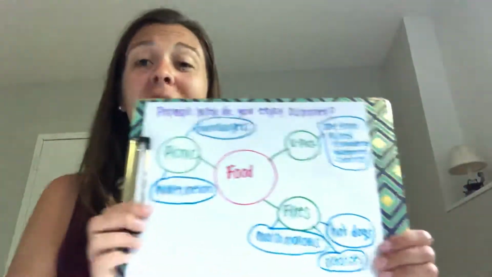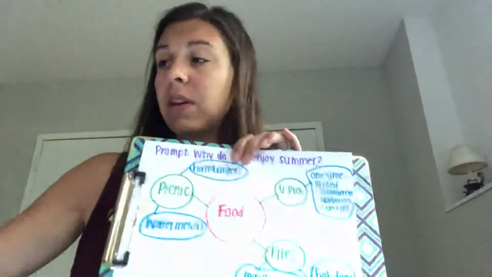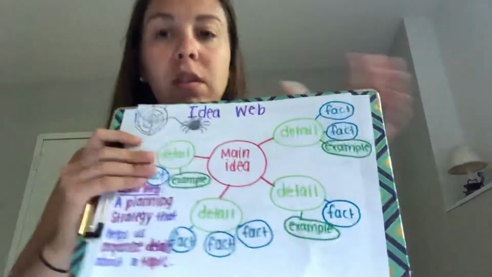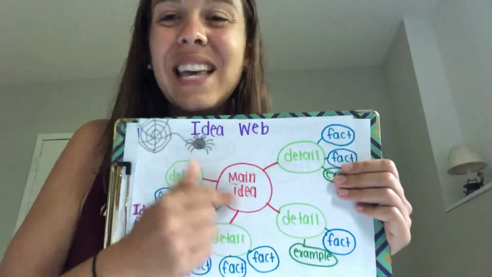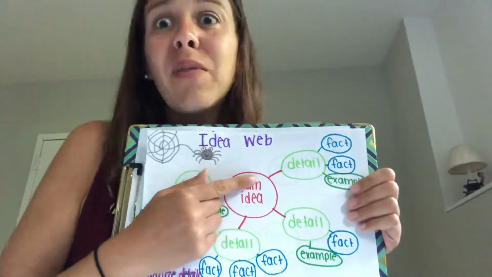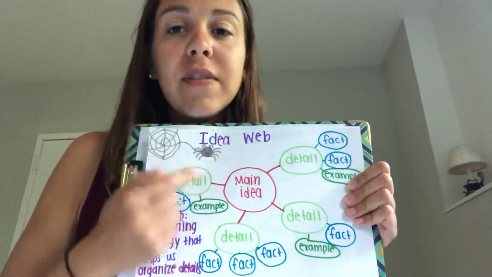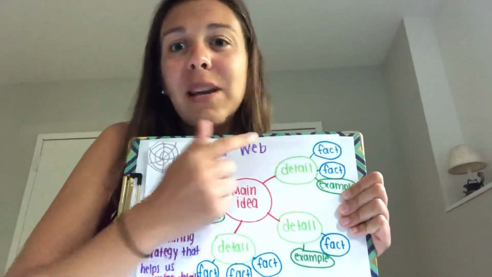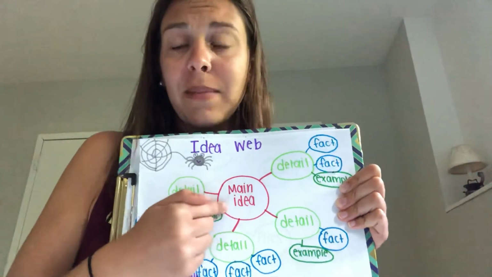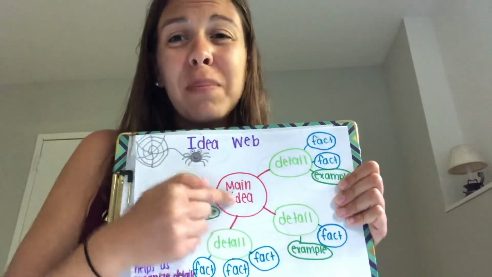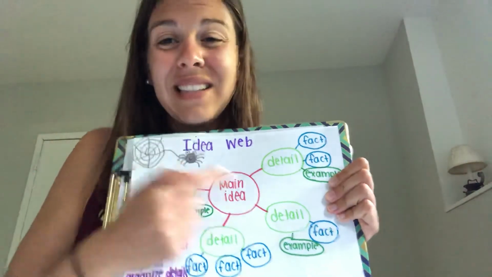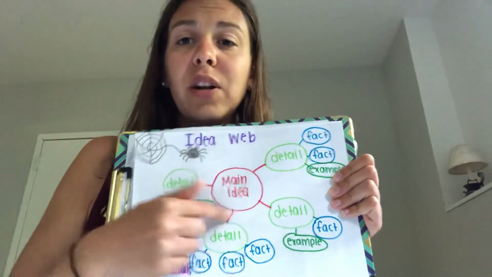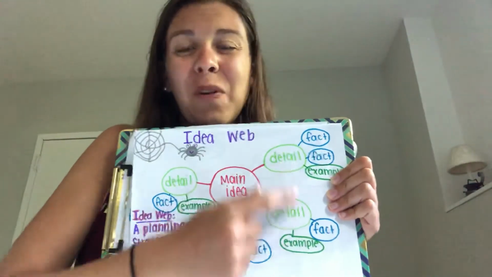So when you make an idea web, you start, let me go back to my anchor chart. When you make an idea web, you start with a main idea. It's the answer to your question. Like, what do you like to do in the summer? Then you give some details for why you think that. So it might say, why do you like summer? I like summer, this is what I like about summer. I like food. I like food because I like to have picnics, I like to do U-Pick, and I like to have fires. So you're going to provide some details for why you like that.